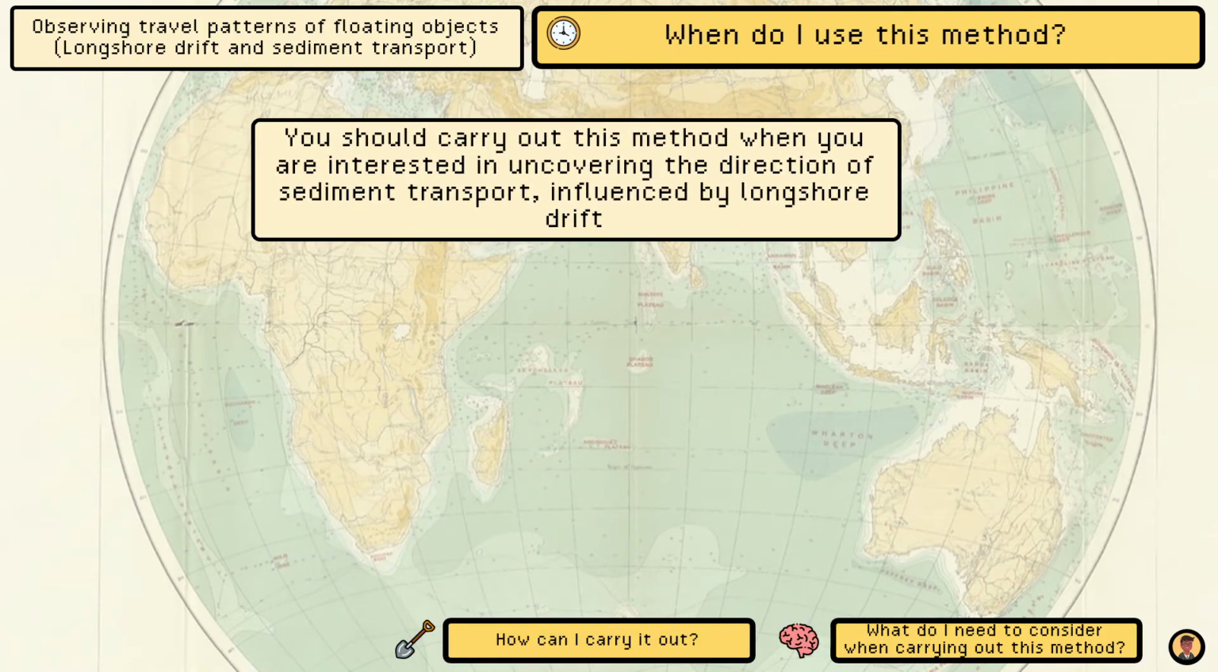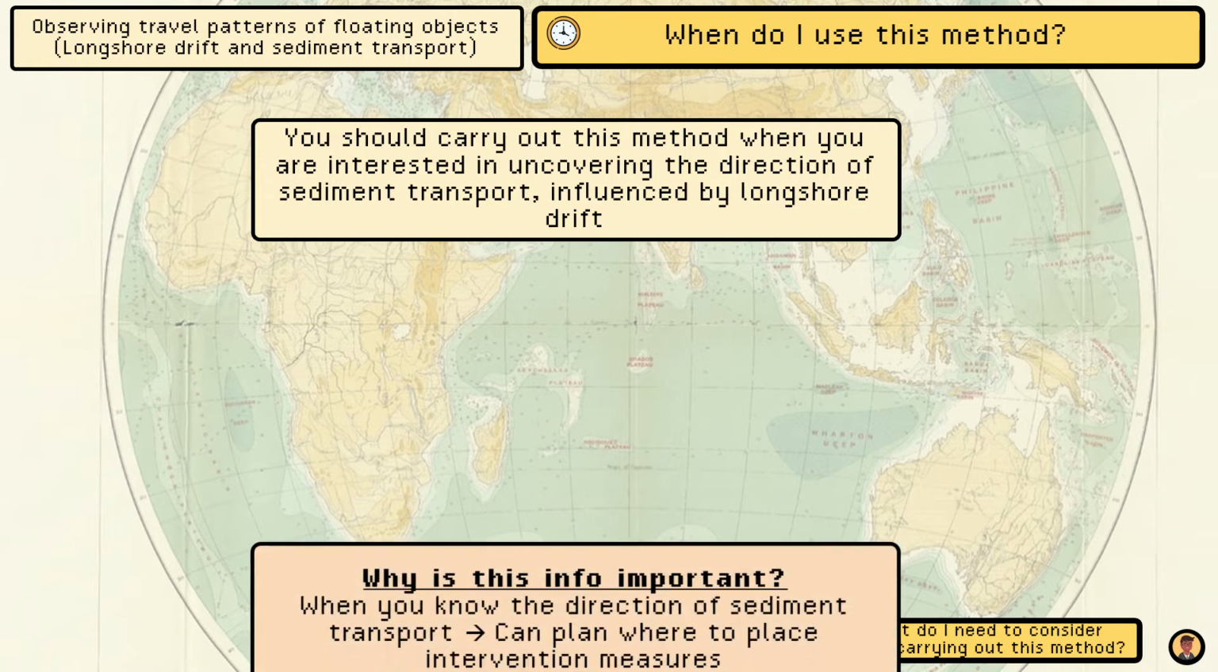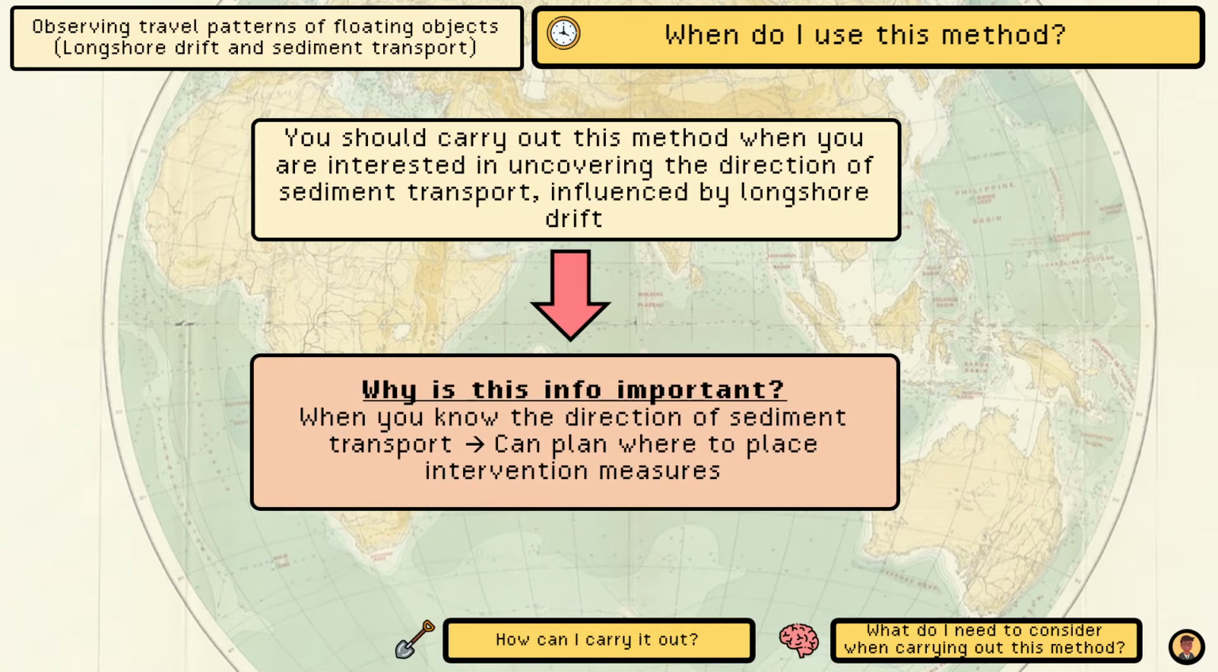Alright, so the first question that we'll be tackling is, when do I use this method? You should carry out this method when you are interested in uncovering the direction of sediment transport influenced by the longshore drift. So if you want to know which direction sediments are moving in, you would want to use this method that we're going to go through. Some of you are wondering again, why is this so important? Why do I actually even need to know this information and waste my brain space?